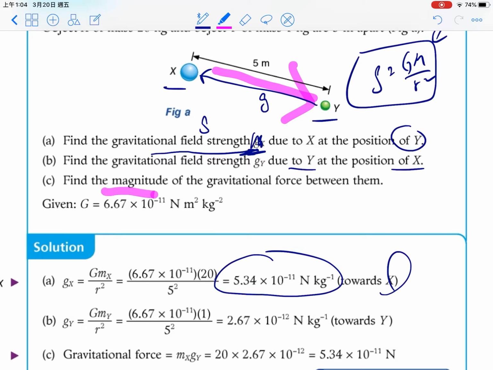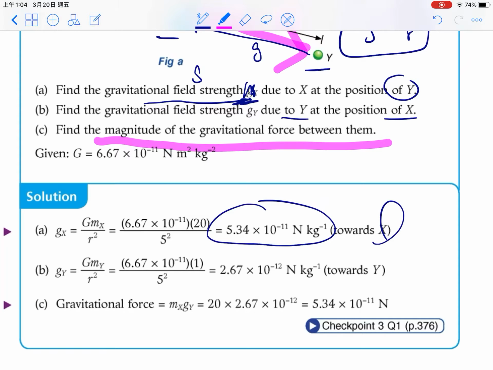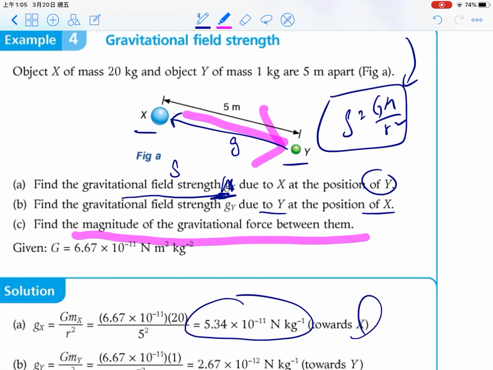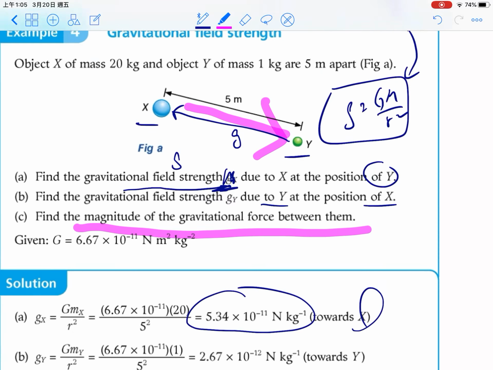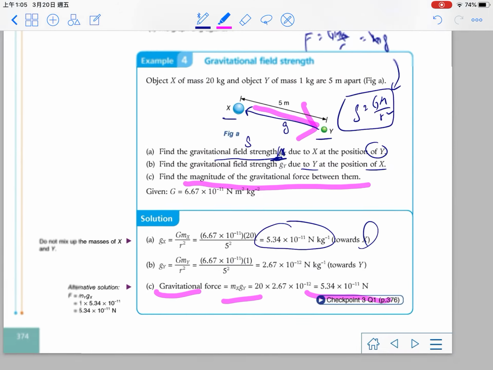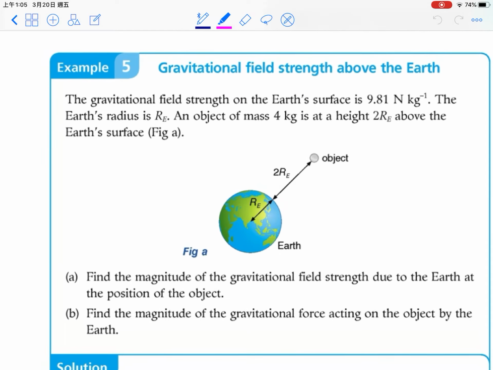Part c. What is the gravitational force between them? We can just use the equation mg. So we can find the gravitational force, because mg is the gravitational force and also equal to the weight. Mg, gravitational force. We can get the value.